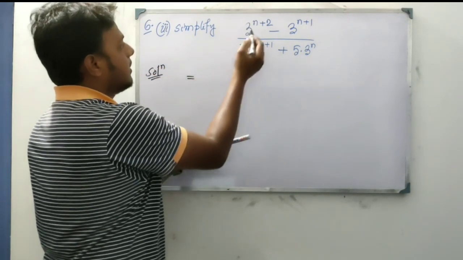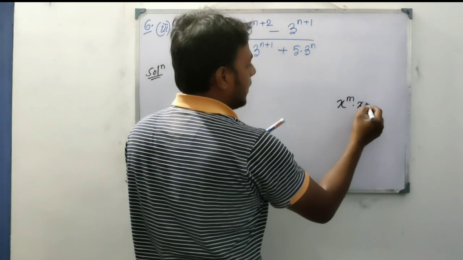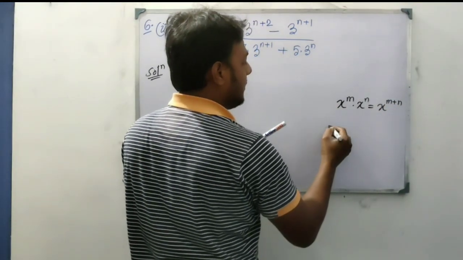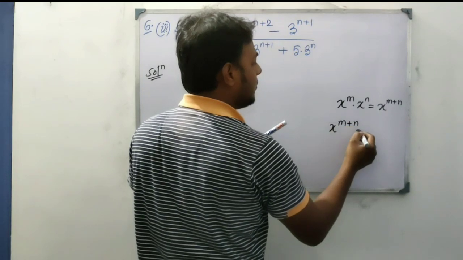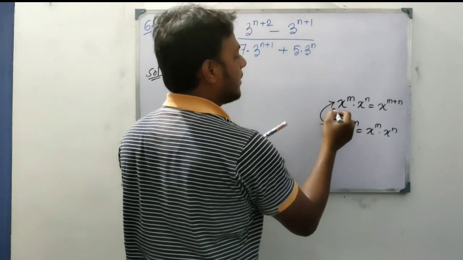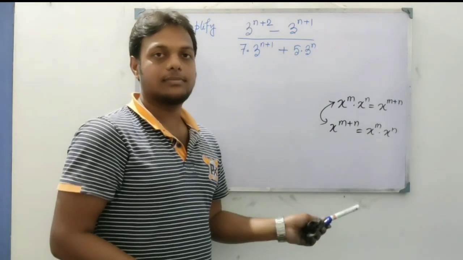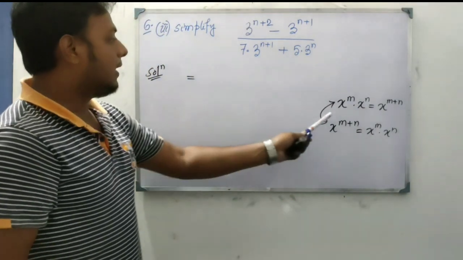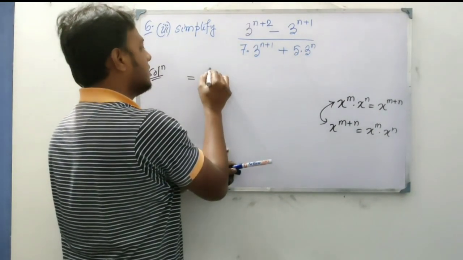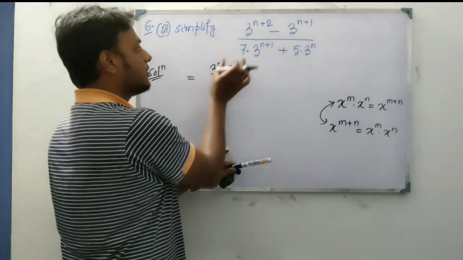Just try to remember that x to the power m into x to the power n can be written as x to the power m plus n. This is the law of exponents. So in the place of x to the power m plus n, again we can write x to the power m into x to the power n. Just we have written here the reverse way, that means we changed the left hand side and right hand side. Is it clear? So we apply this. So in numerator, 3 to the power n plus 2 is there. So it can be written as 3 to the power n into 3 to the power 2, that means 3 square. Is it true? Check.